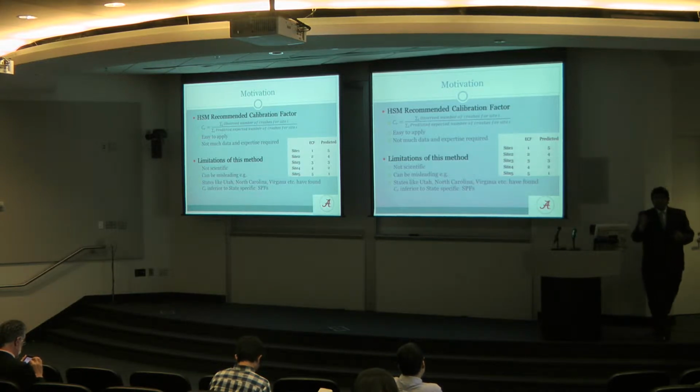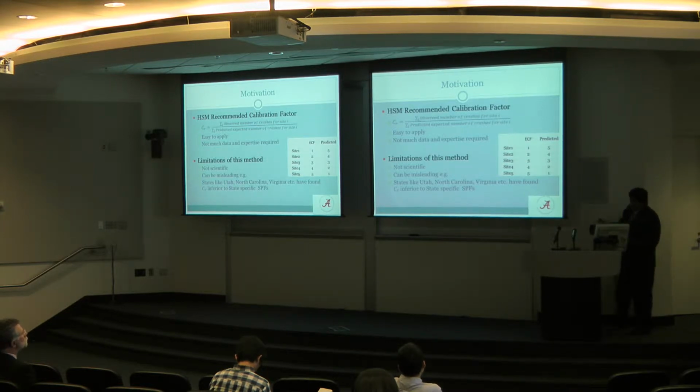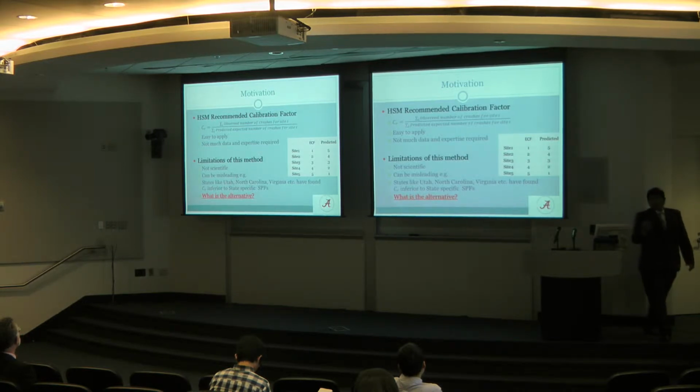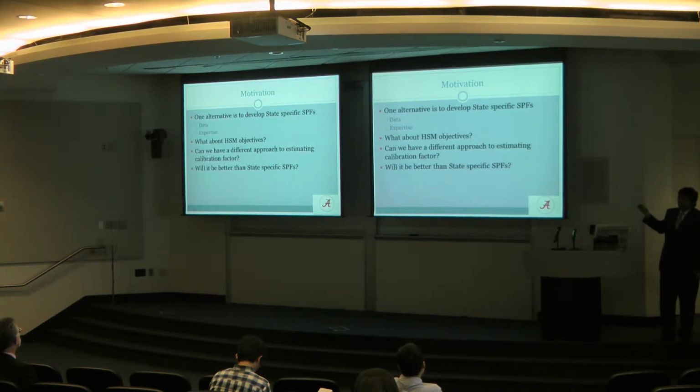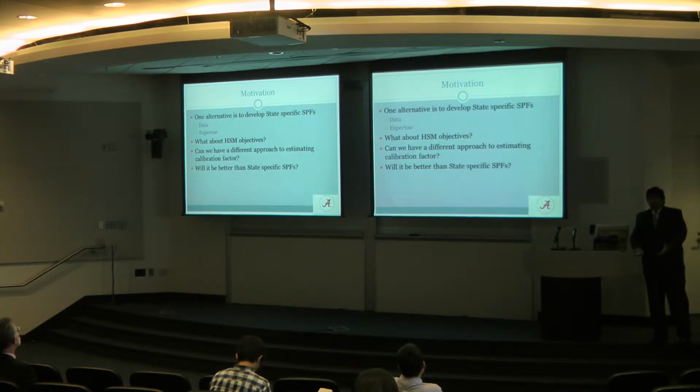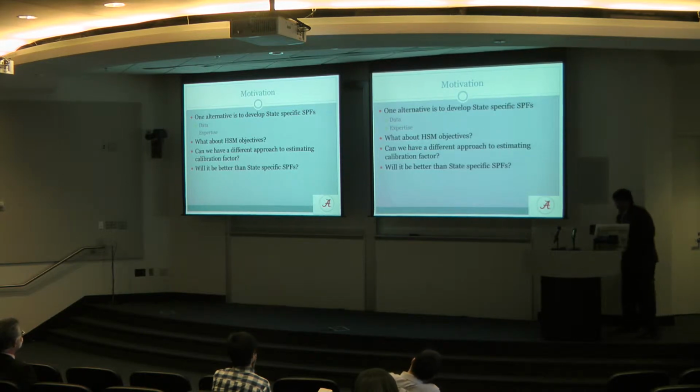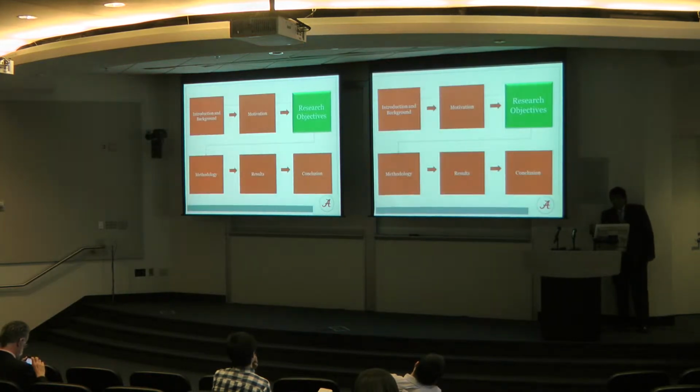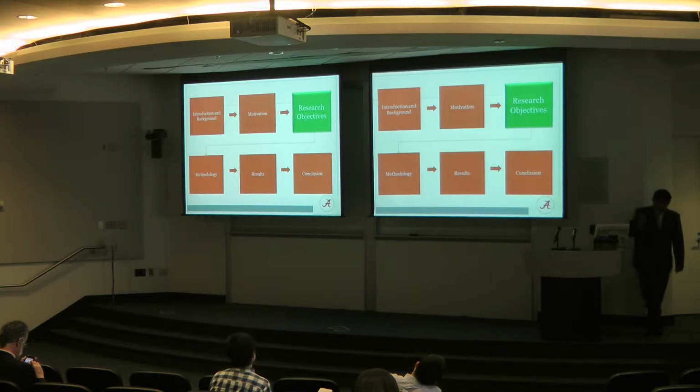Another thing is that several states like Utah, North Carolina, Virginia, Oregon have tried calibrating their base SPF, and they have found that it doesn't perform well, and they have developed their own state-specific SPF. So what is the alternative? We asked this question. Obviously, one alternative is, as you already heard, to develop your own state-specific SPFs. But the issue with that is you need technical expertise and you need data, and that is something not everybody has. So this leads us to our research objective.